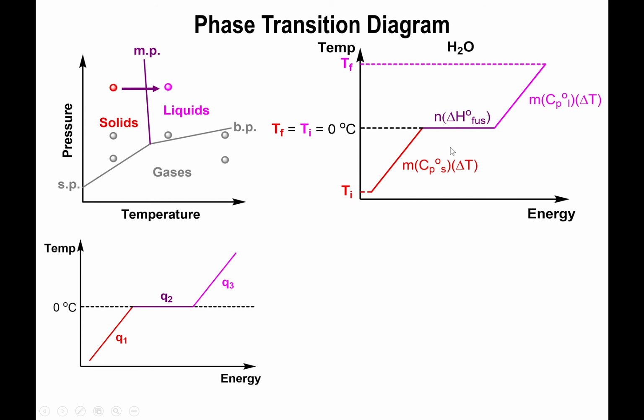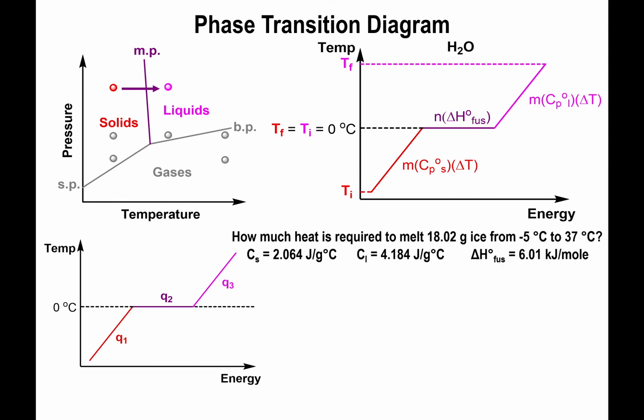Now, in terms of the change in temperature for Q1 and Q3, you have to pay attention to where you start the graph and where you end the section. So you start initially at this lower temperature, Ti, and you end up at the melting point temperature. That's your T final. At the same time, that's the initial temperature where the liquid starts rising in temperature. So T initial is also 0 degrees Celsius for the liquid, and the final temperature of the liquid is wherever you end up in the process.